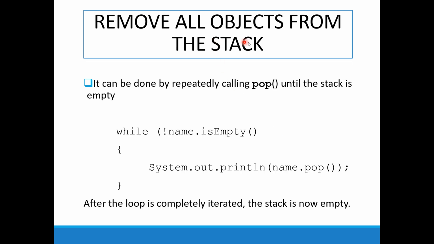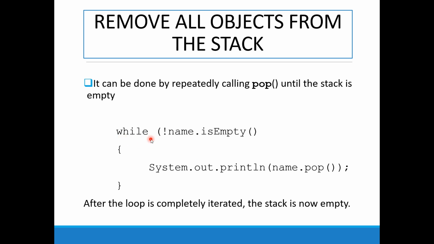Remove all objects from the stack. It can be done by repeatedly calling pop until the stack is empty. Okay, untuk remove semua objek yang ada dalam stack ni, kita boleh gunakan method pop ni repeatedly by calling pop sampai stack tu empty. So macam mana nak repeatedly? Kita pakai looping lah. Okay, looping. Sama ada for looping ataupun while looping. So dalam case ni dia tunjuk contoh adalah while looping.